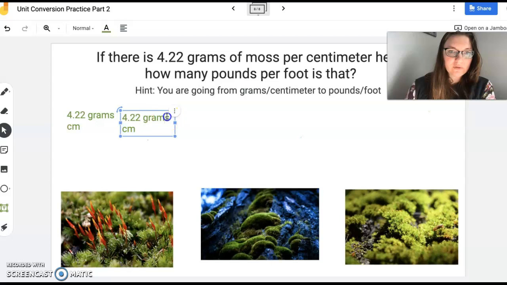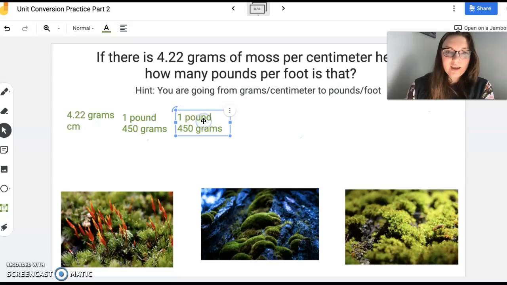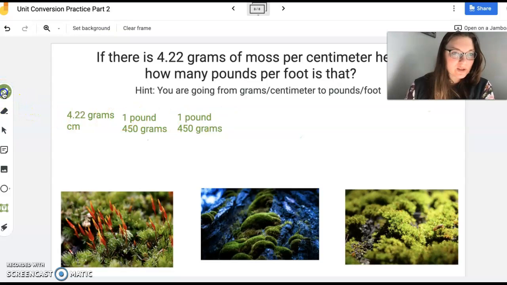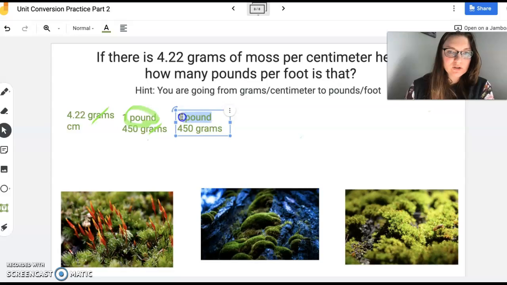So we want to go from grams to pounds. So I remember that there are 450 grams per pound. And okay, so that gets rid of grams, and we are set with pounds. So now we're going to go from centimeters to feet. So centimeters down here, centimeters up here.